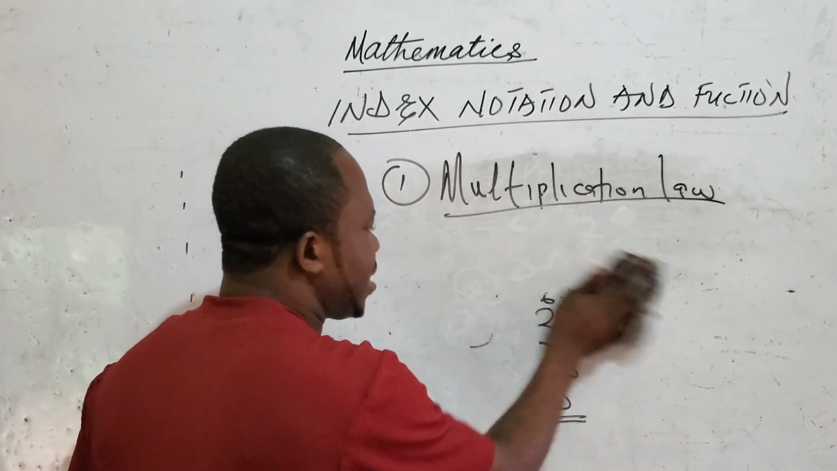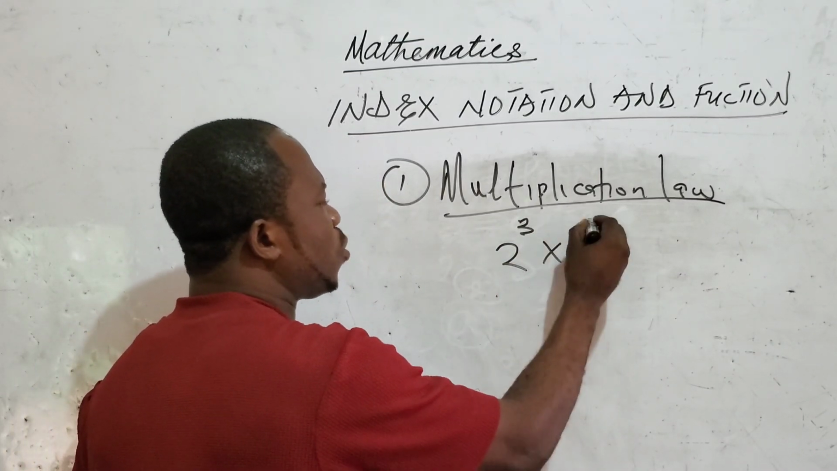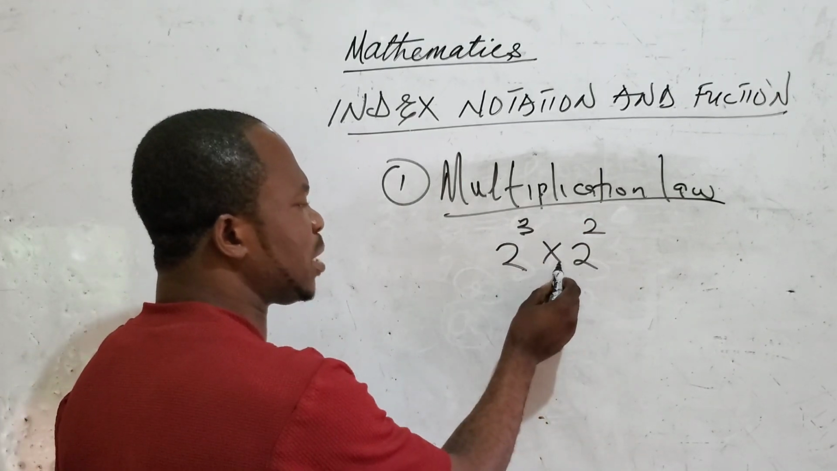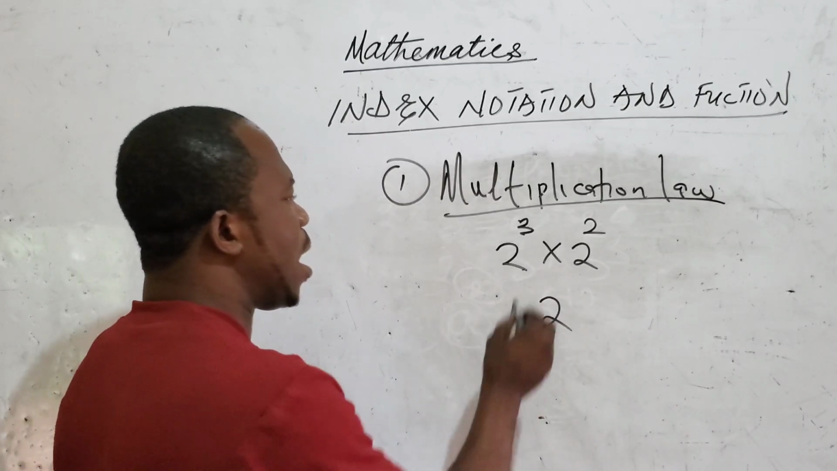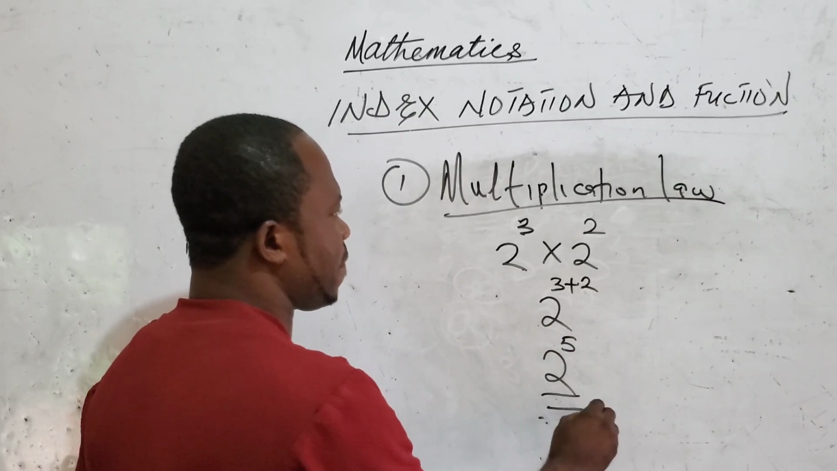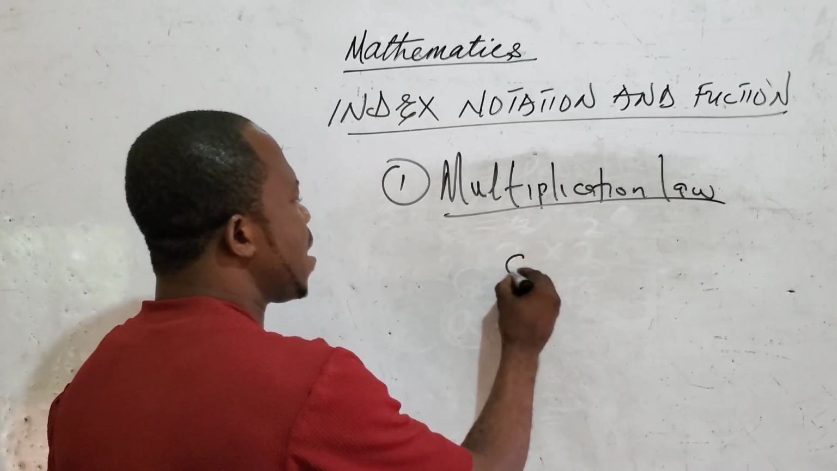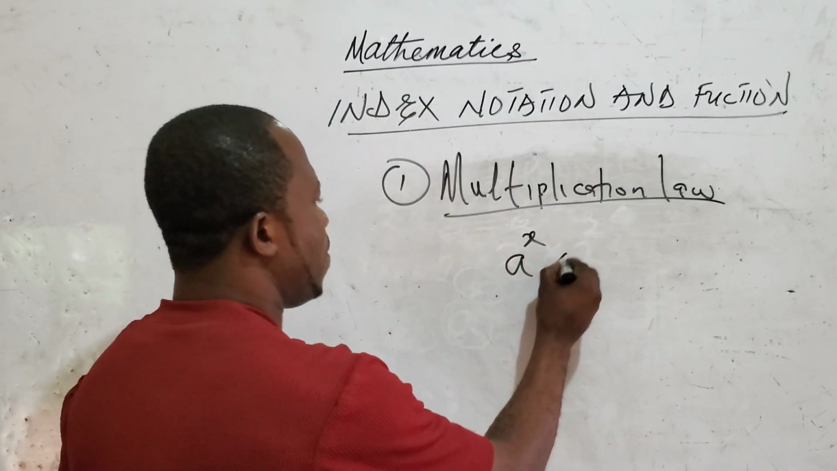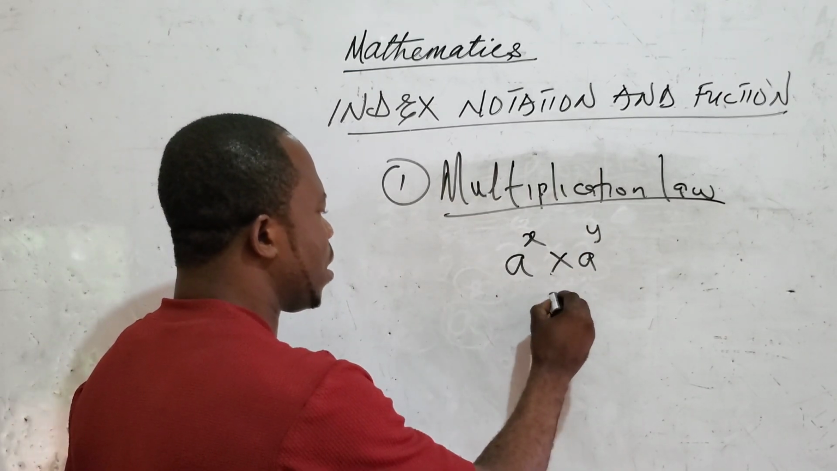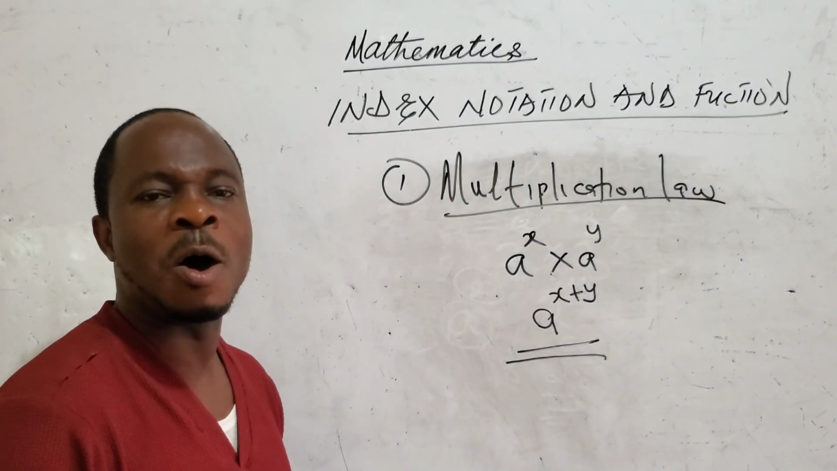Let's say again, we have 2 raised to the power 3 multiplied by 2 raised to the power 2. Because they have common bases, and this is multiplication, we write 2 and then say 3 plus 2, and we obtain 2 raised to the power 5. If this is true, generally I can conclude that if A raised to the power x is multiplied by A raised to the power y, our result will be A raised to the power x plus y. And that is all about the first law of indices.